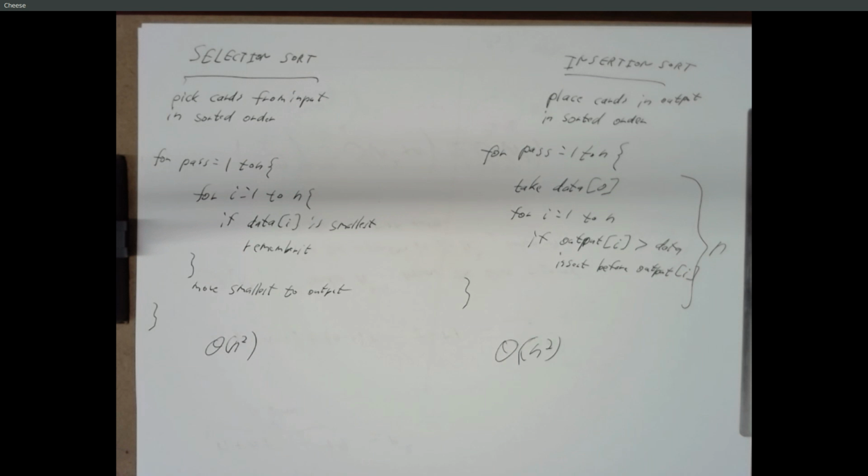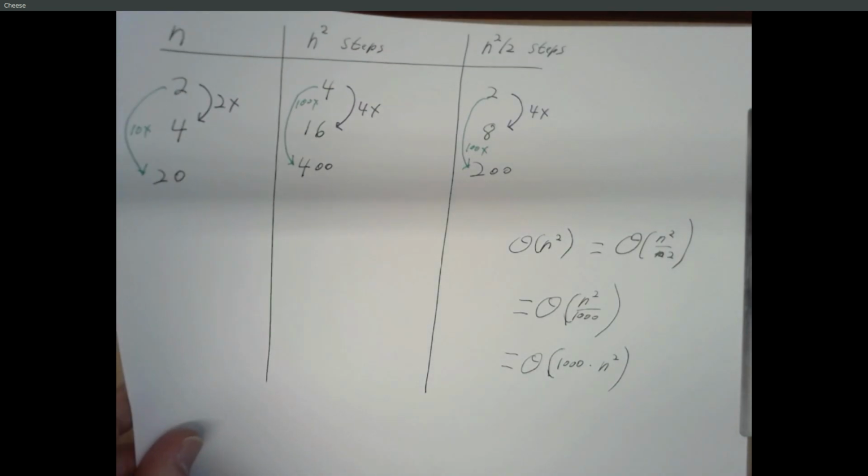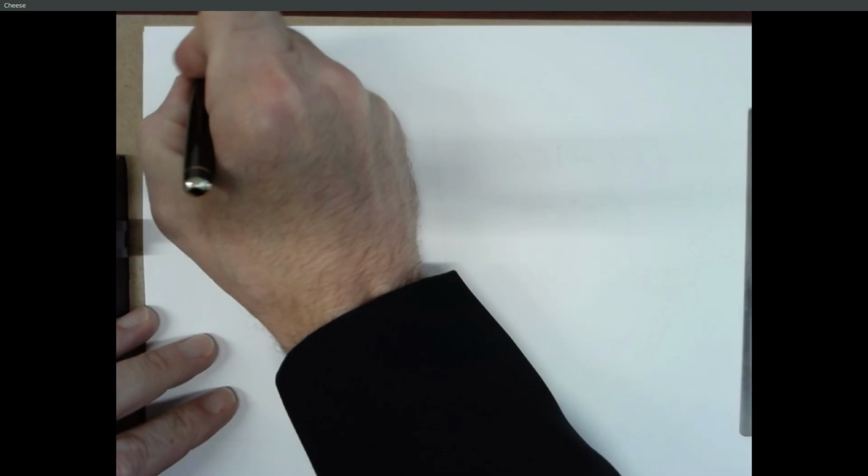So Bubblesort, Selection Sort, Insertion Sort, all nominally n squared. Roughly the same complexity. And if you want to actually code this, what does a selection sort look like?